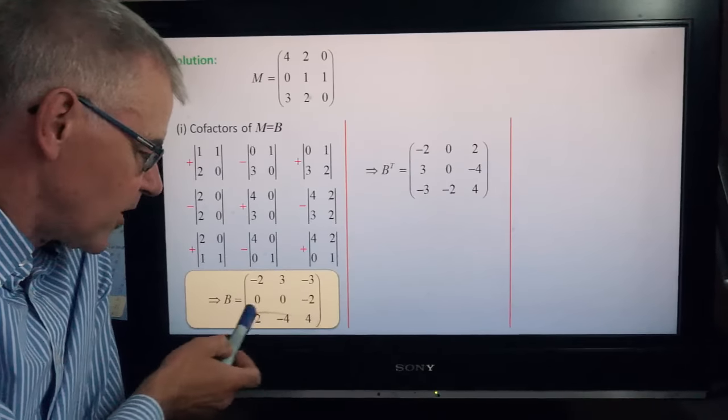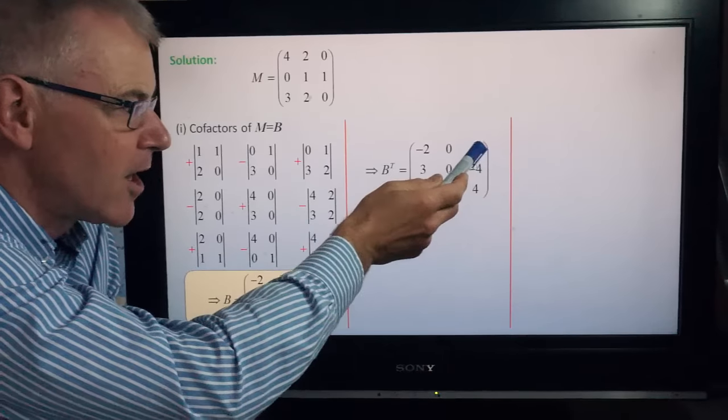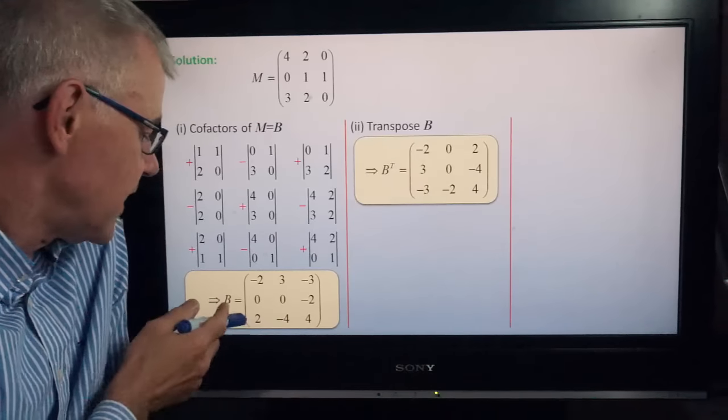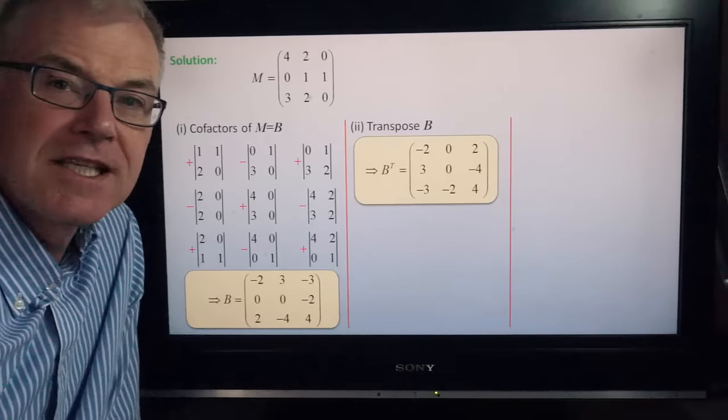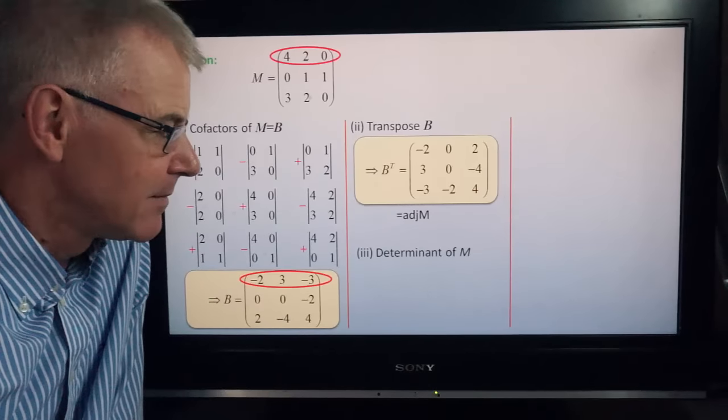And we take this row here, 2, minus 4, 4, and write this as a column, and we get the column 2, minus 4, 4. So this is the transpose of the matrix B, and we call this matrix the adjoint M.